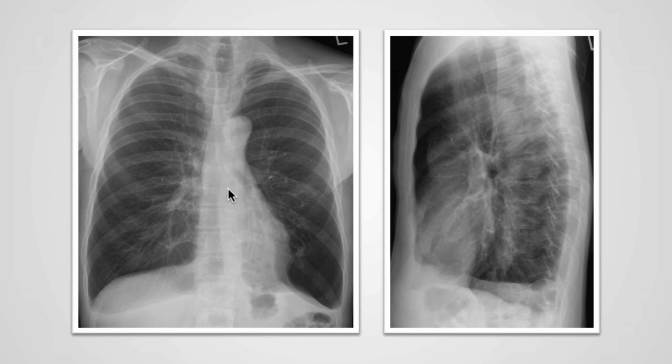This is an example of a triangular opacity in the retrocardiac region. We also see some lucencies within this region, and this is because this is a chronic collapse within the left lower lobe. This collapse has been there for probably over 20 years, and there are bronchiectatic and cystic changes that have developed within this collapse.